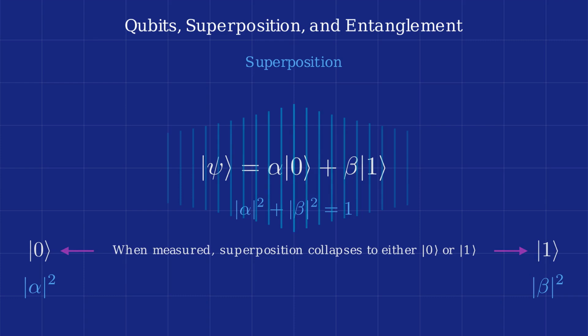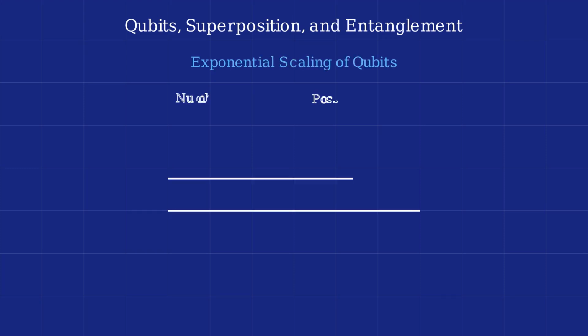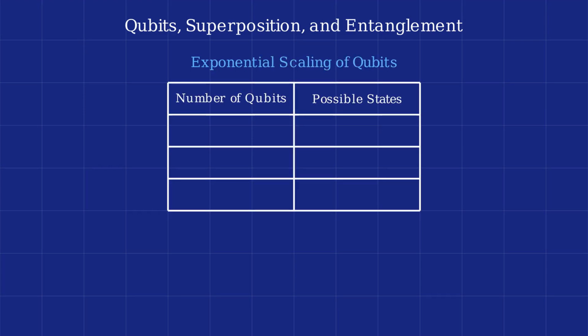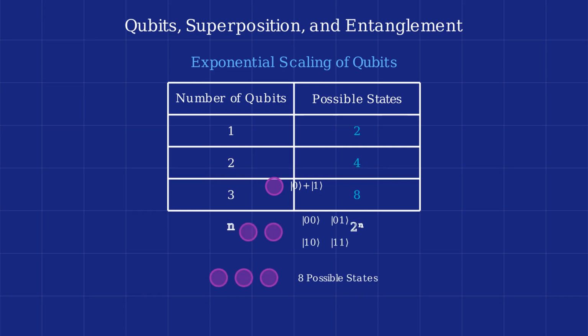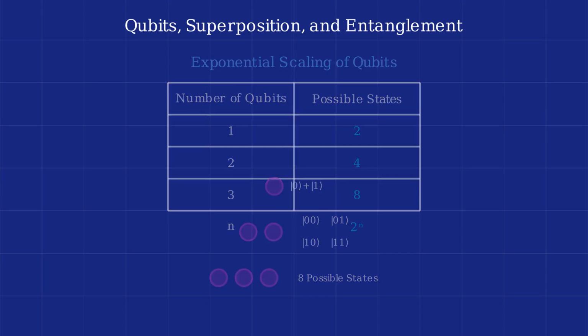One of the most powerful aspects of quantum computing is the exponential scaling of qubits. Each additional qubit doubles the computational space. A single qubit can represent two states simultaneously. 2 qubits can represent 4 states. 3 qubits represent 8 states. And n qubits can represent 2 to the power of n states.